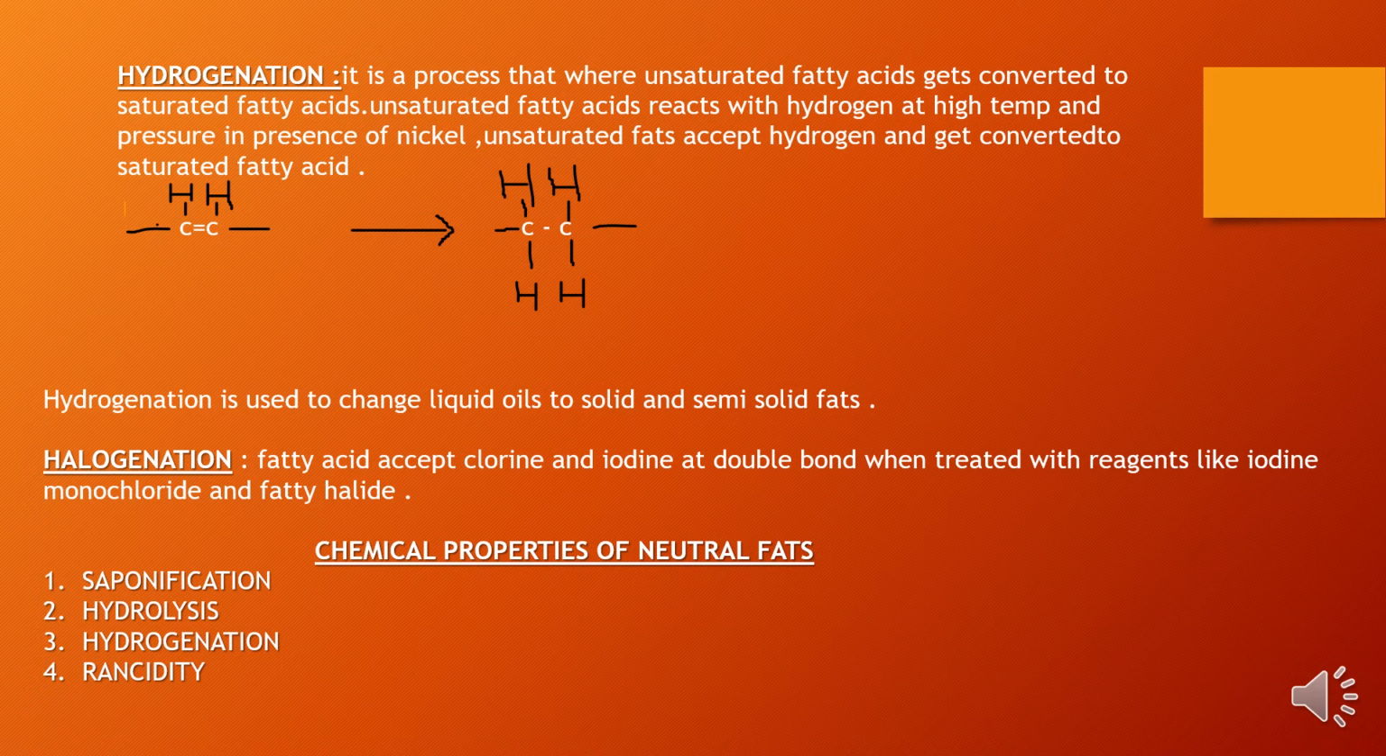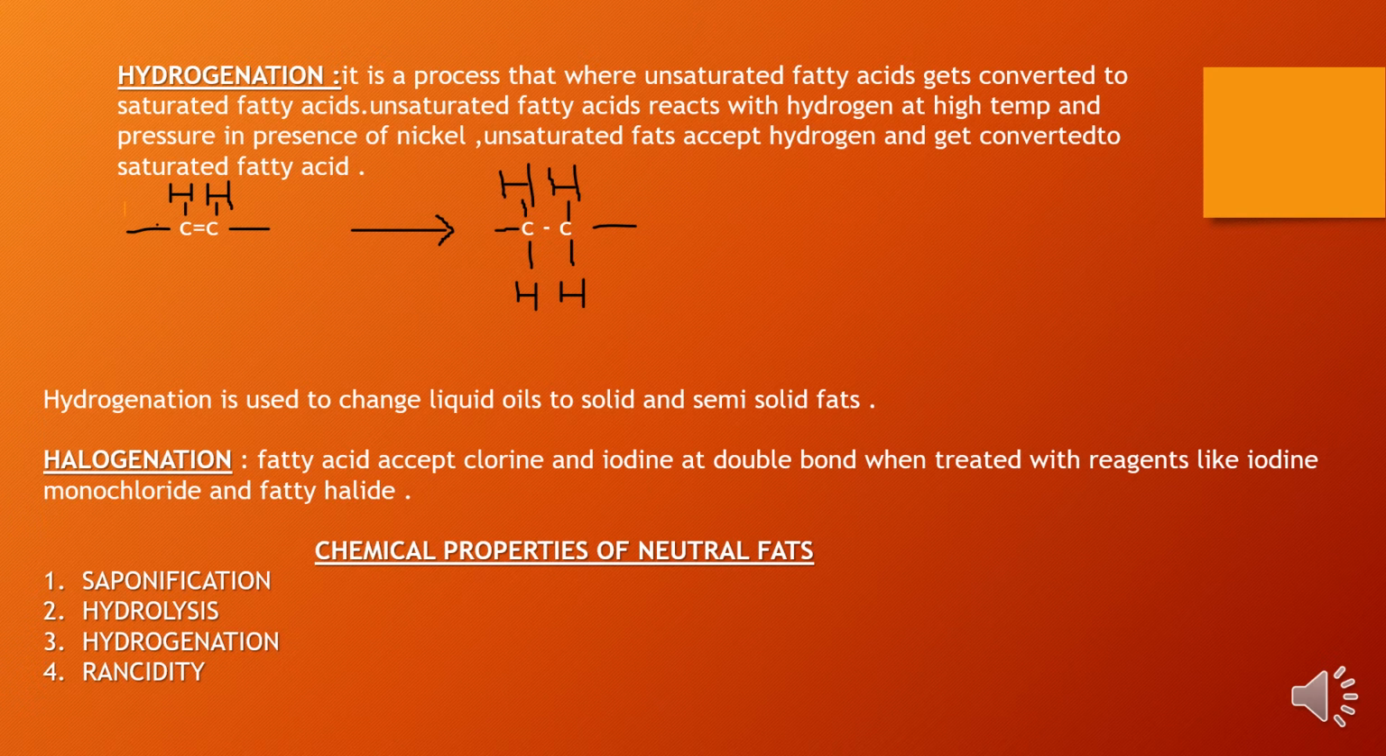Hydrogenation. It is a process where unsaturated fatty acid gets converted to saturated fatty acid. Unsaturated fatty acids react with hydrogen at high temperature and pressure in the presence of nickel, and unsaturated fat accepts hydrogen and gets converted into saturated fatty acid. Means its double bond gets converted into single bond. So hydrogenation is used to change liquid oil to solid and semi-solid fats.